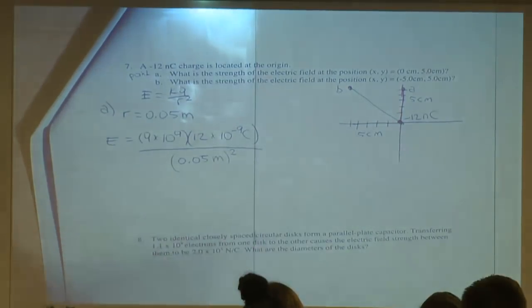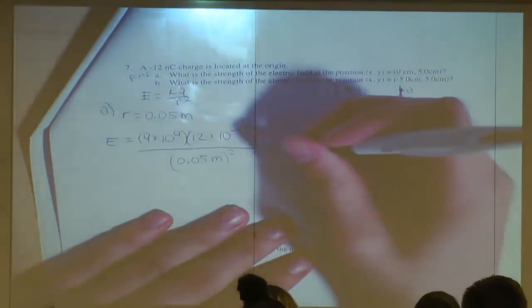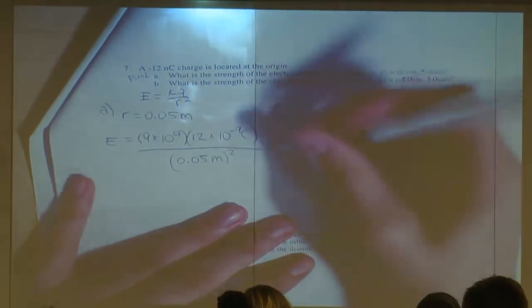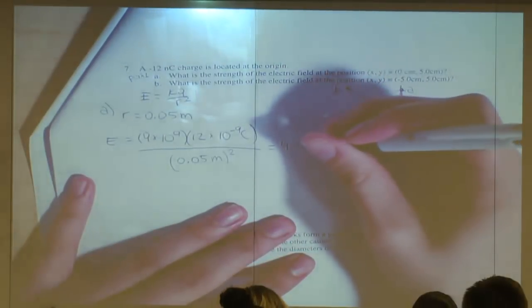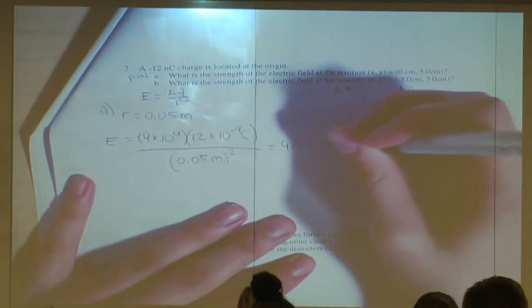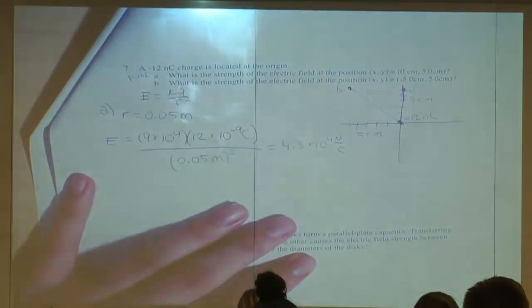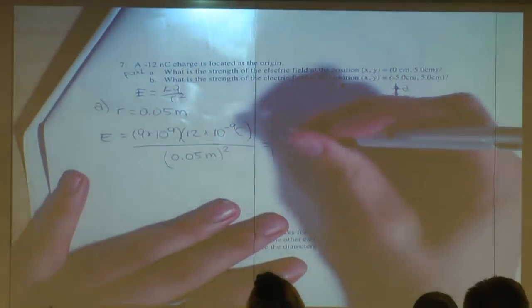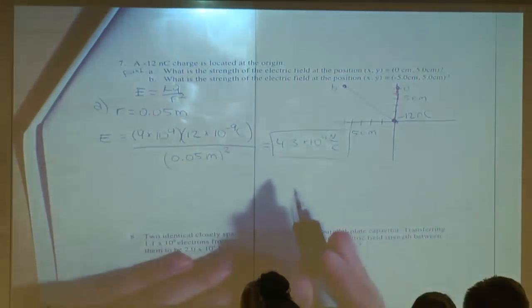And then if you plug this into your calculator, you should get 4.3 times 10 to the 4th newtons per coulomb. And you guys can double check me on that, but it should be correct. Okay, so that's what that one is.